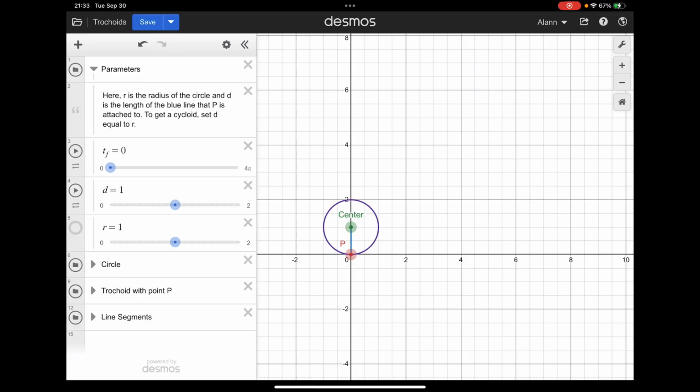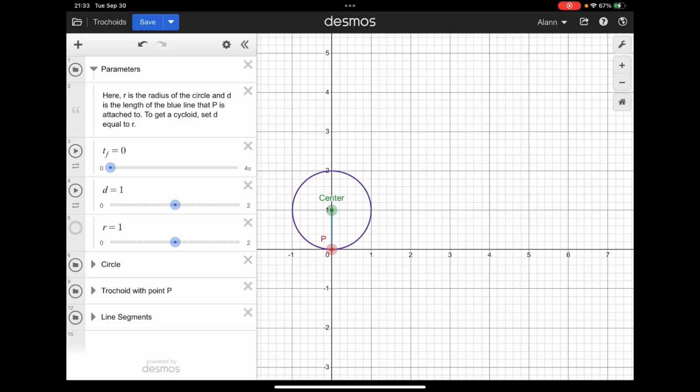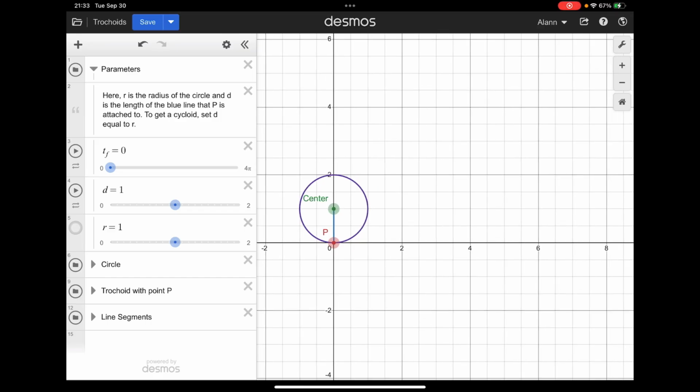Now, if you haven't seen the cycloid before, I'm going to be specific and not talk about general trochoids. The cycloid, which I have set up in Desmos here, is the curve that you get when you fix a point on a circle that's rolling and you see which curve is sketched out as you trace out the path followed by P. And here's what I mean by that. So I'm going to hit play on this parameter T final.